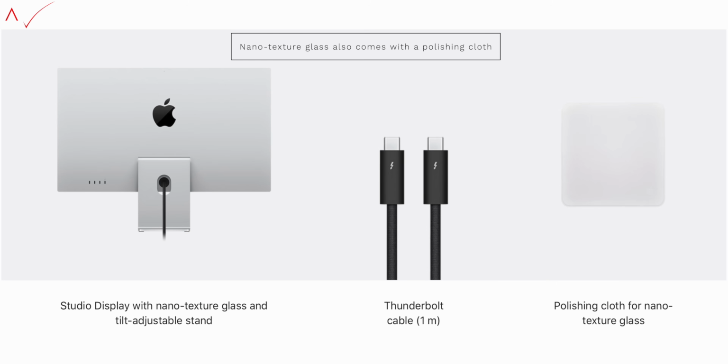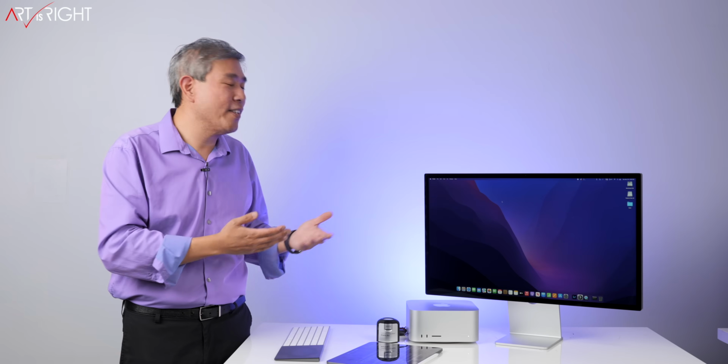If you are going to get this display for your workflow, I highly recommend that you get the nano texture etching option, especially if you are a pro and if your environment is a little bit brighter or not as well controlled for lighting. I would definitely consider that option because the reflection is definitely one of those things that really gets you.